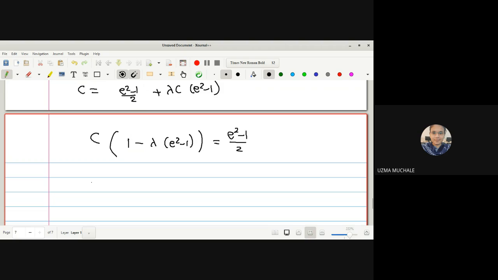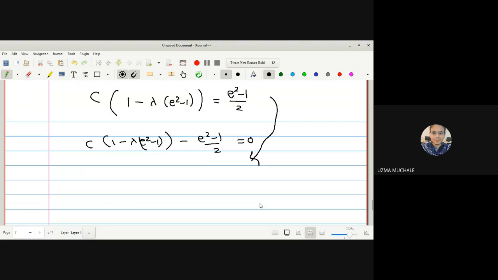What is the next step? c into (1 minus lambda (e^2 minus 1)) minus (e^2 minus 1)/2 equals 0. Now you can find out the value of c. What is the value of c from this step? We can write c as (e^2 minus 1)/2 as it is, divided by 1 minus lambda into (e^2 minus 1). This is the value of c we have obtained.